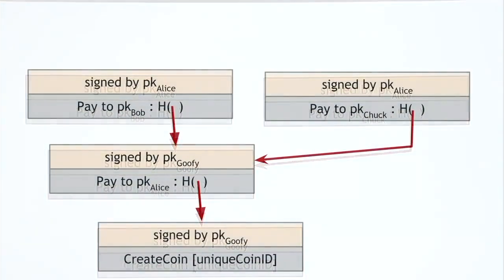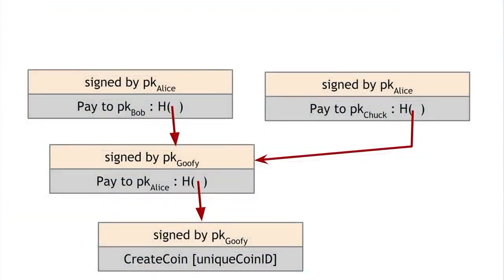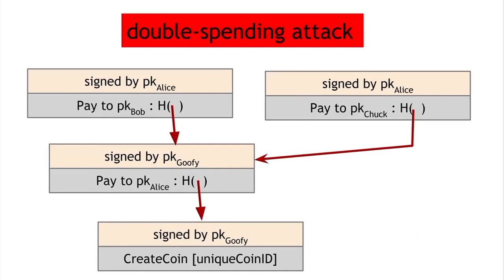Chuck has a valid-looking claim to be the owner of this coin, and Bob has an equally valid-looking claim to be an owner of this coin, and that's a problem because coins are not supposed to work that way. This is called a double spending attack. It's called double spending because Alice is spending the same coin twice. And double spending attacks are one of the key problems that a cryptocurrency has to solve. Goofy Coin does not solve the double spending attack, and therefore Goofy Coin is not secure.